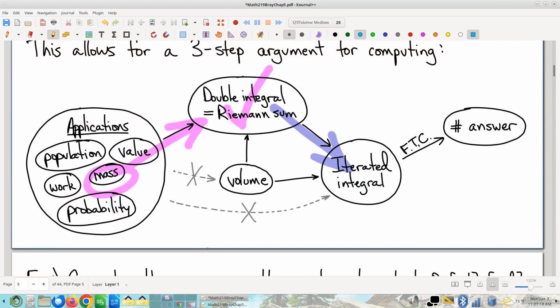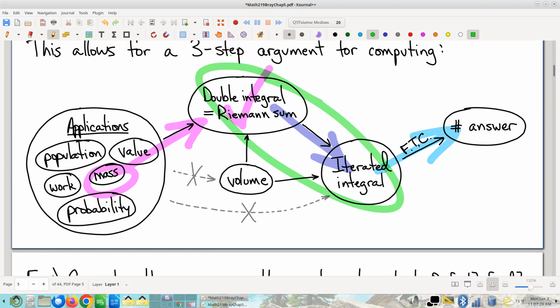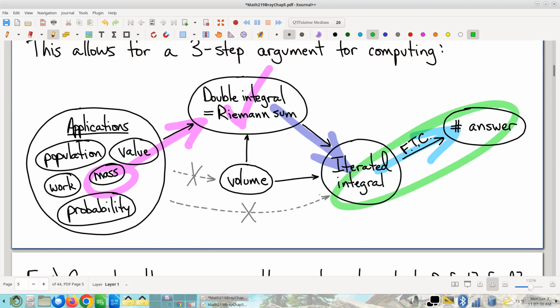Again, exactly what we have here, right? So first, make a double integral. Second, rewrite it as an iterated integral. Third, compute with the fundamental theorem.